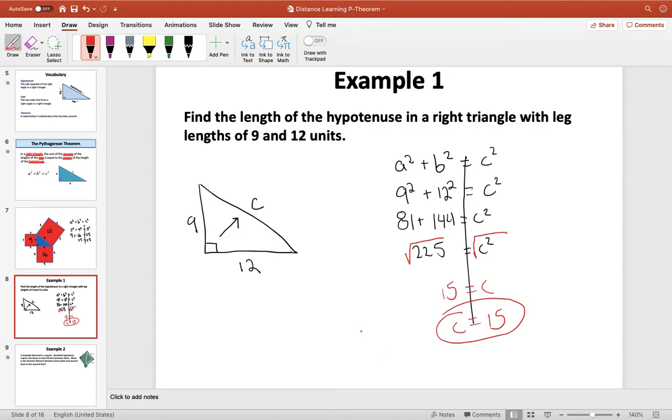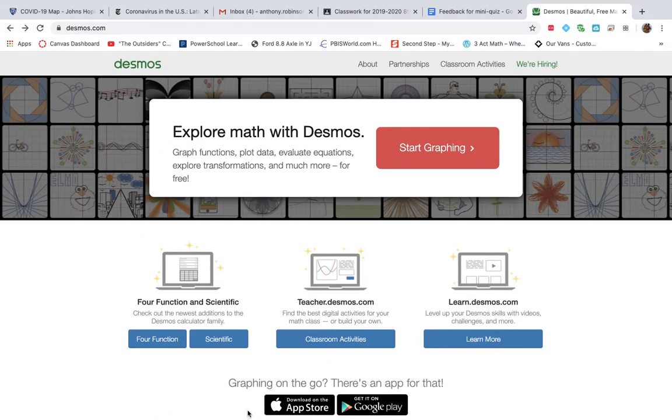And the reality is most of these questions aren't going to have an integer as an answer. So let me show you a tool that you all have access to if you have internet access, and that's called Desmos Calculator. So I'm going to pop it up real quick. We did put a link into the Google Classroom so you can find it. If you want to graph, you can hit the start graphing thing. It's really great for that.